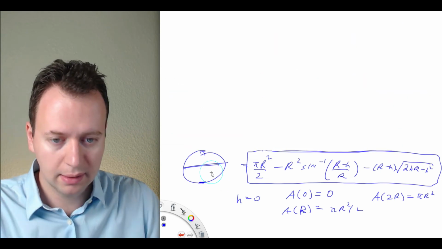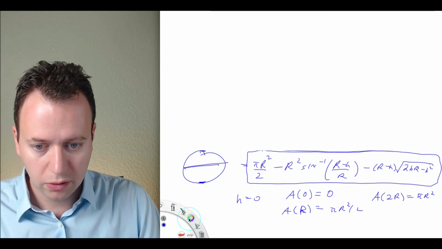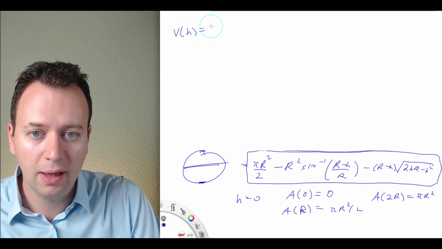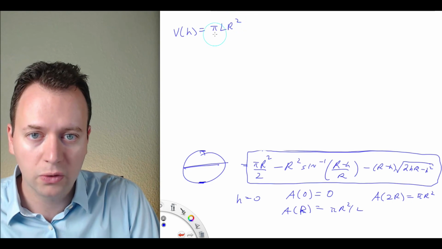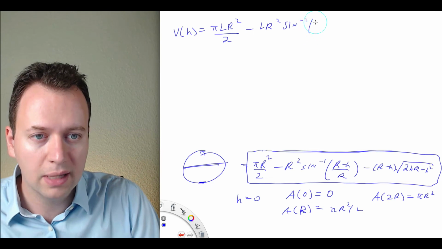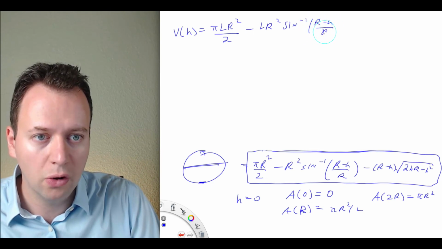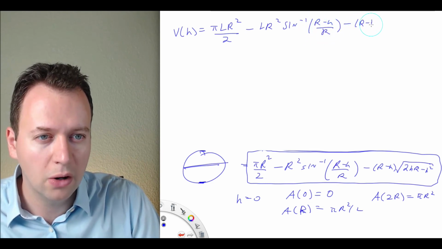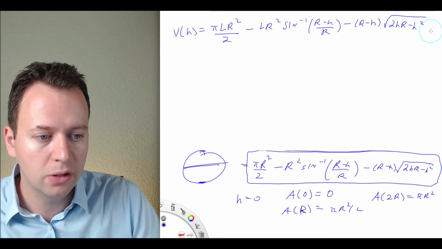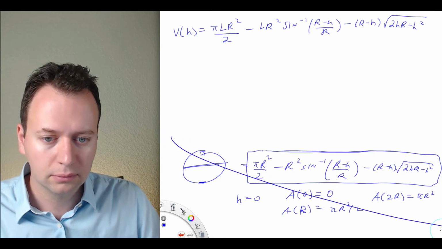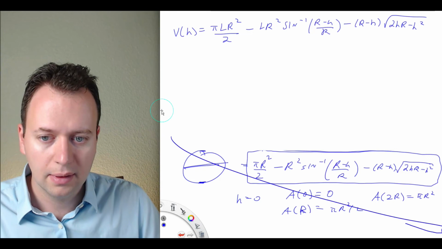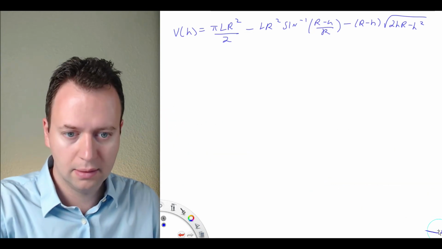Okay, so let's get this up top. So the final answer, the volume of water in the tank as a function of water level is pi L r squared over 2 minus L r squared arc sine of r minus h over r, and then minus quantity r minus h times square root of 2hr minus h squared. Now, one thing we can do with this is plot this.